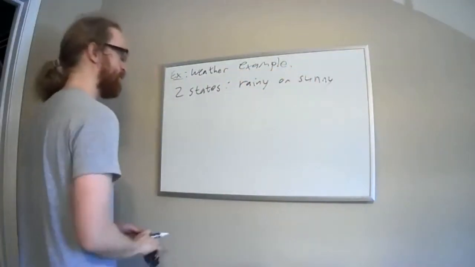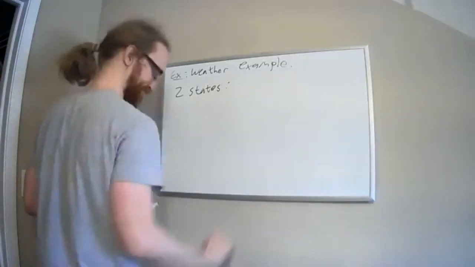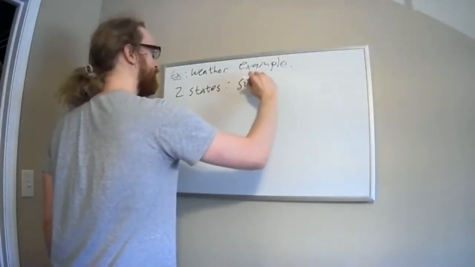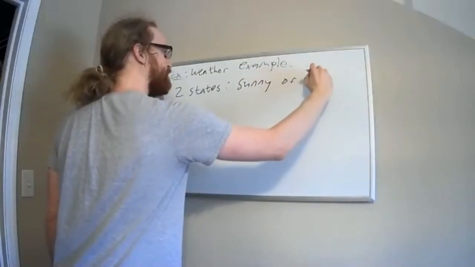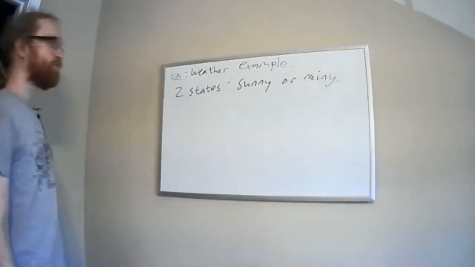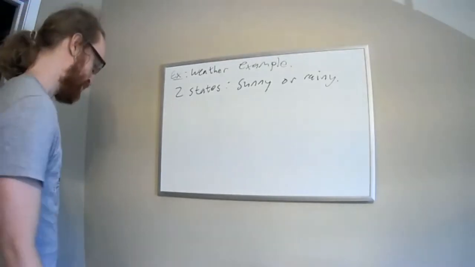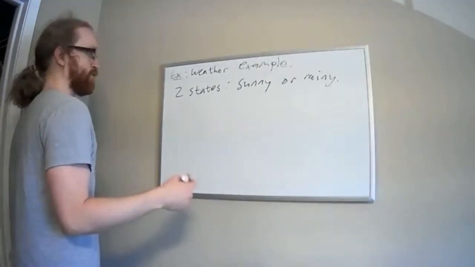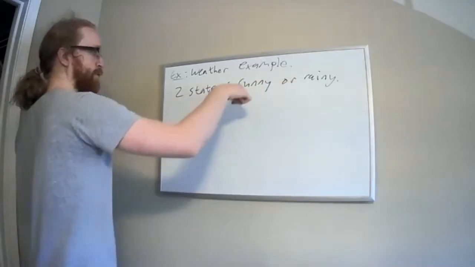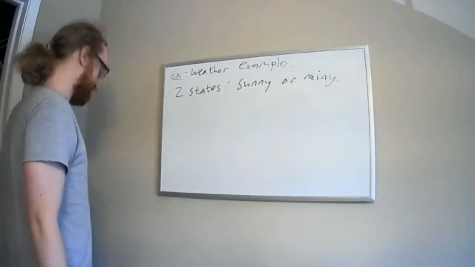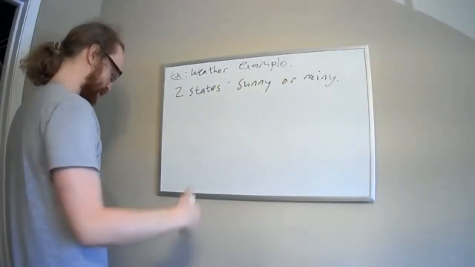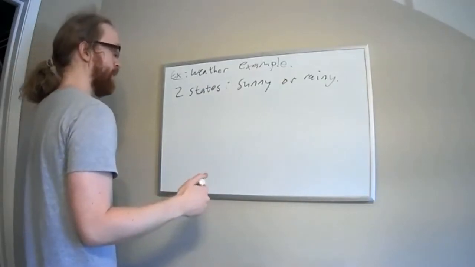And maybe I should write these in a different order. Maybe I should say sunny or rainy, just to be consistent with yesterday. Sunny or rainy. These are the two possible states that I allowed in this weather example. And I gave you different probabilities for transitioning, say, from sunny to rainy or getting sunny 2 days in a row and so forth. And so if you remember, the last thing I did yesterday was draw the transition diagram.